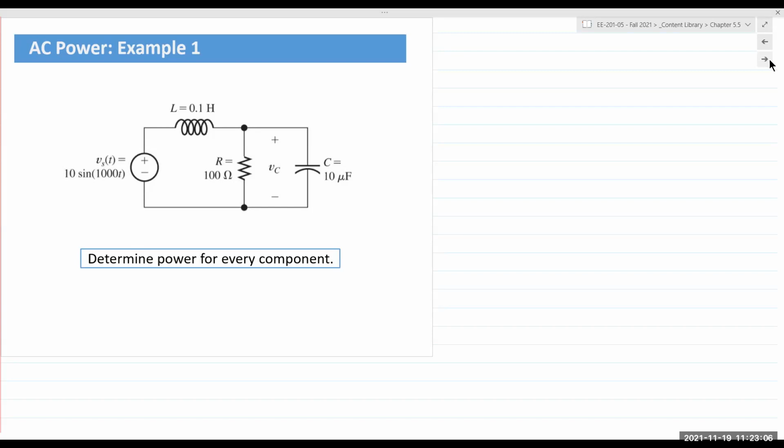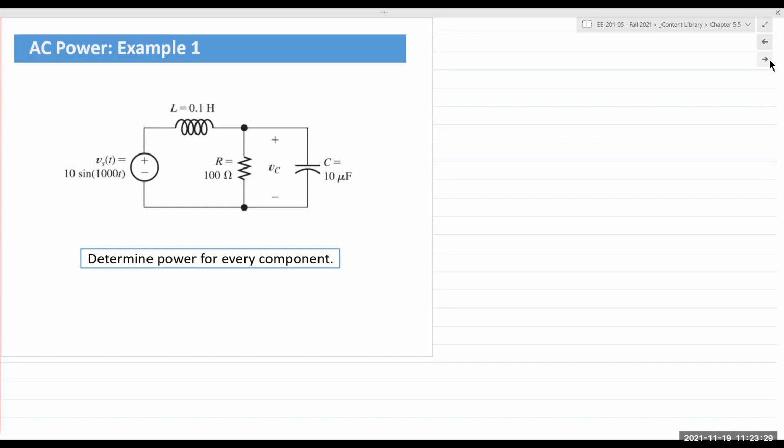And we can find the real power P for the resistor. We can find the reactive power Q for inductor and capacitor. In order to do that, we need the voltages and the currents. So before we can even begin applying the equations for power, we need to solve for the entire circuit. Find the voltages and currents in different parts of the circuit.